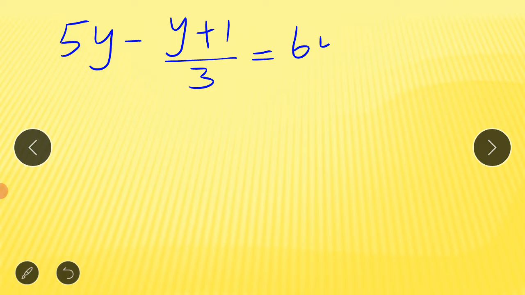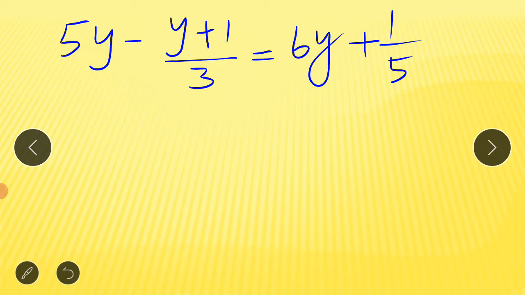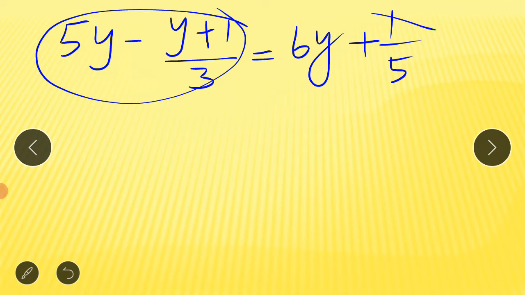5y minus (y plus 1 by 3) equal to 6y plus 1 by 5. Just see here, this is not in fractional form, but we can write it that way, and this is in fractional form, and here also fractional form. So when we get an equation like this, as I said earlier, we can solve the left hand side separately and the right hand side separately by the LCM method, then we can proceed further.